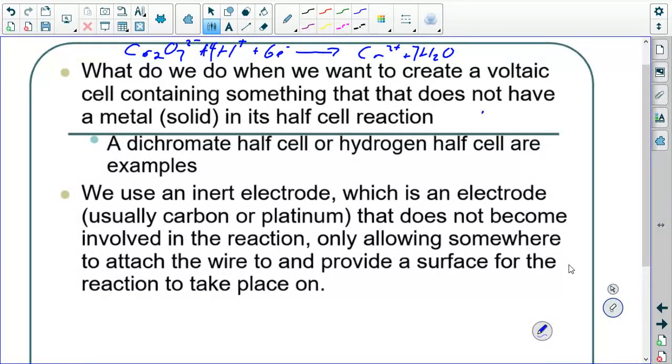Or the same thing would be for this half reaction. There is no metal. There's no solid. What do we do? There's a couple cases like that. The lead sulfate battery is one. But what we do is we use what's called an inert electrode. Basically, a carbon or platinum electrode that allows the reaction to take place on it. Just like with the one back here.